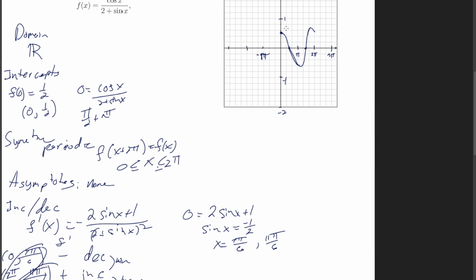Here are my inflection points. Here I'm going down, then I'm coming back up according to my min-max points. So this is my min, this is my max. And this min point occurs at 7 pi over 6, so just a little bit past pi. This max occurs at 11 pi over 6, so a little bit before 2 pi.